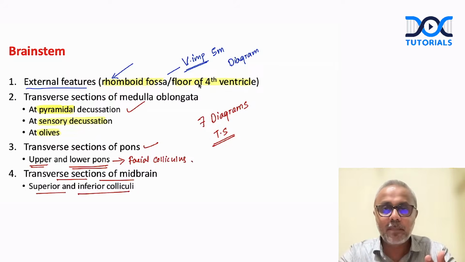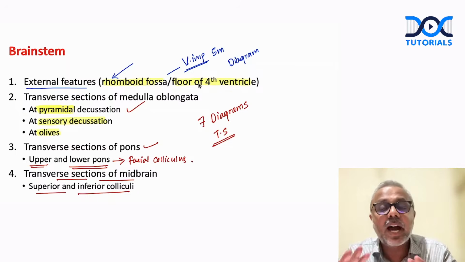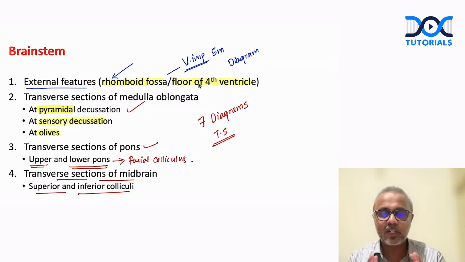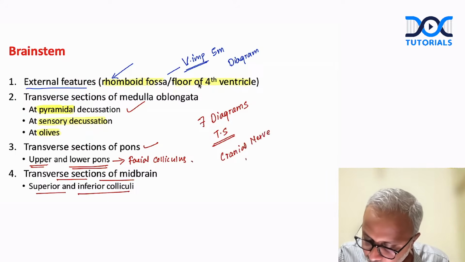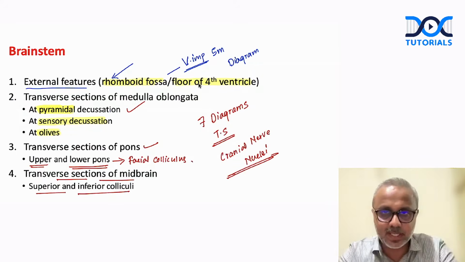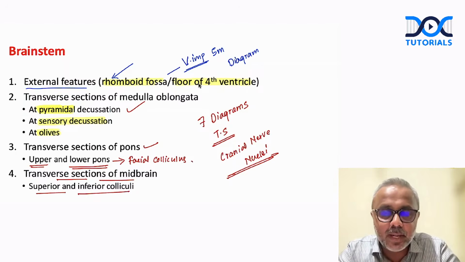For example, medulla pyramidal decussation, you need to show the decussation of corticospinal tract. Sensory decussation, you need to show the crossing of internal arcuate fibers. At the level of the olives, you need to show the olivary nucleus and then the cranial nerve nuclei located in the medulla. So one important thing all of us should know in brainstem is the cranial nerve nuclei, in which part of the brainstem we have which cranial nerve nuclei. This is what we must know thoroughly.